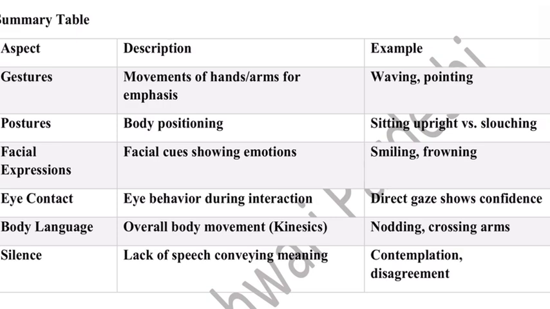Followed by that, we have body language. Body language is your overall body movement, which is also known as kinesics. Kinesics here includes nodding and crossing your arms. Even if you are doubtful, your body language is different. If you are confident, your body language is different. All these things are a part of your body language.